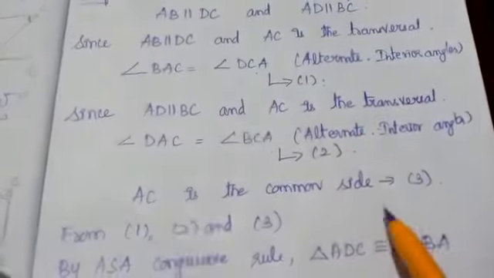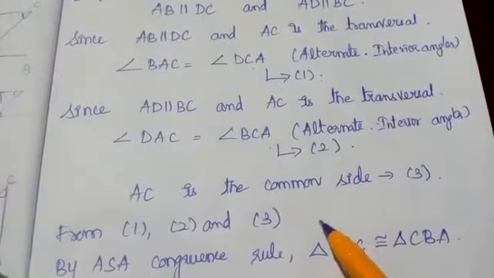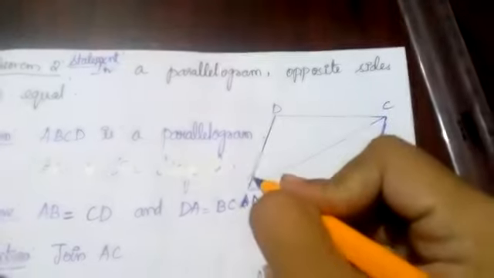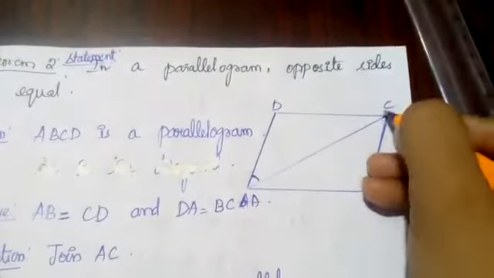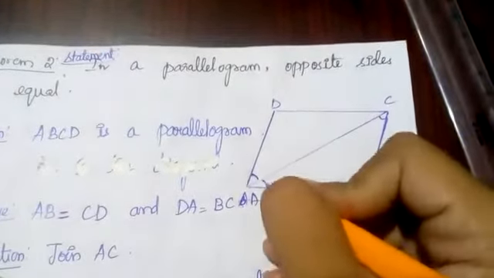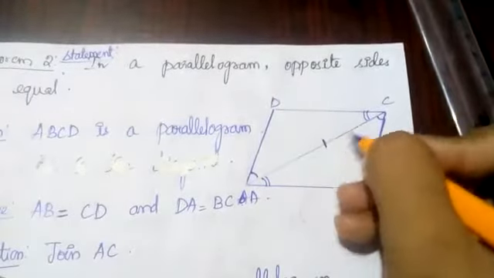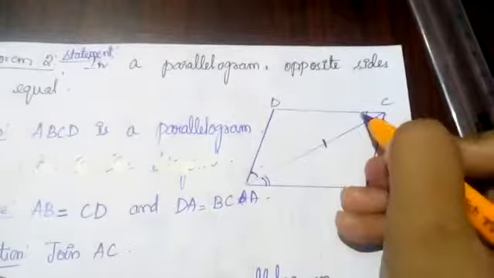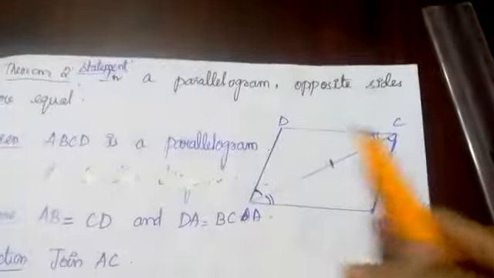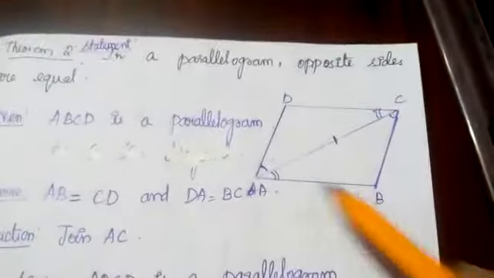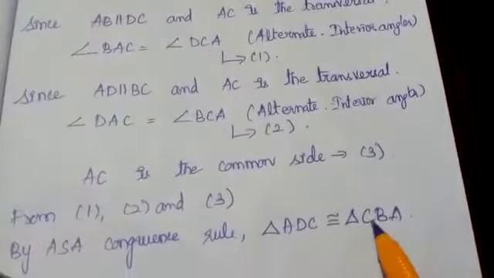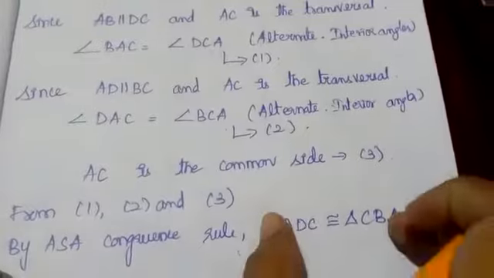So from 1, 2 and 3, two angles on one side are equal: this angle is equal to this angle, and this angle is equal to this angle. And the side between them is common. So by the angle side angle congruence rule, ASA, triangle ADC is congruent to triangle CBA. Now we are going to prove that opposite sides are equal.